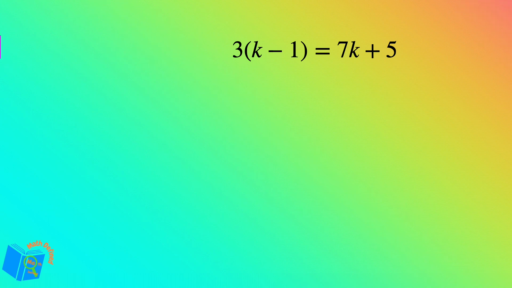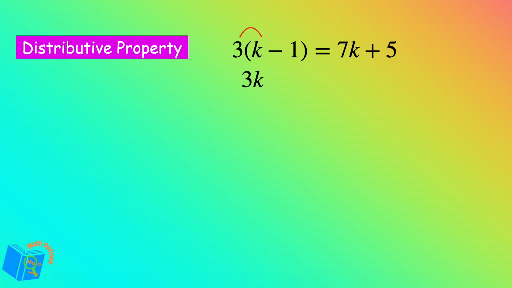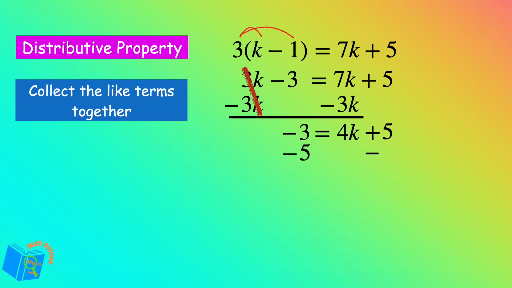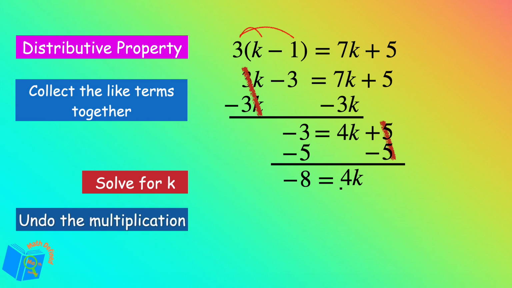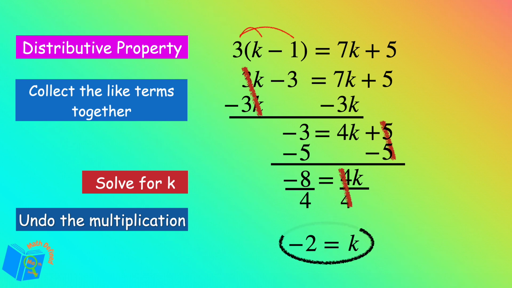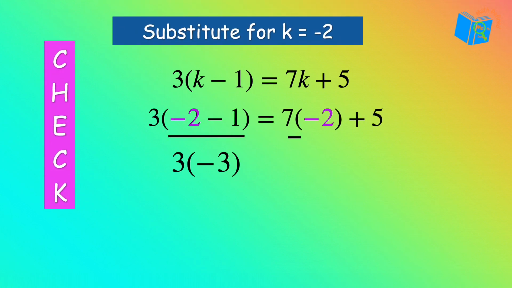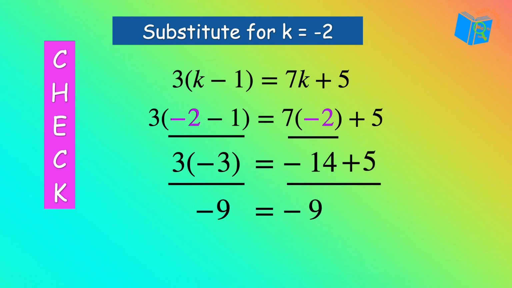To begin, you needed to use the distributive property by multiplying the 3 to the terms inside the parentheses. Then collect the like terms together by removing the positive 3k and then positive 5. Now you are ready to solve for k by undoing the multiplication of 4 times k. And your solution should have been negative 2 equals k. Now a quick check of your answer by substituting the negative 2 in place of k, and you can confirm that you are correct.